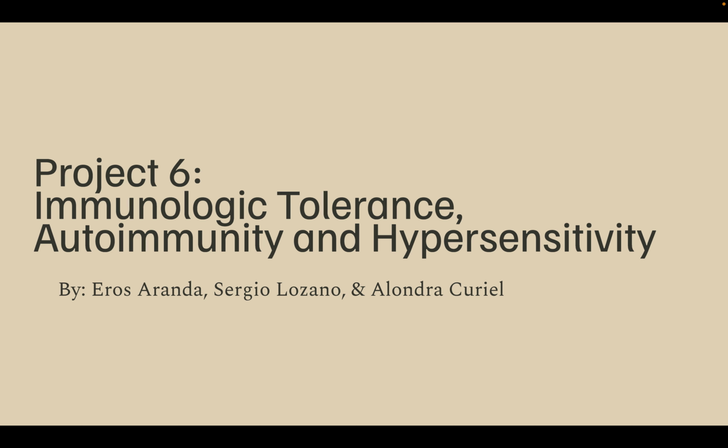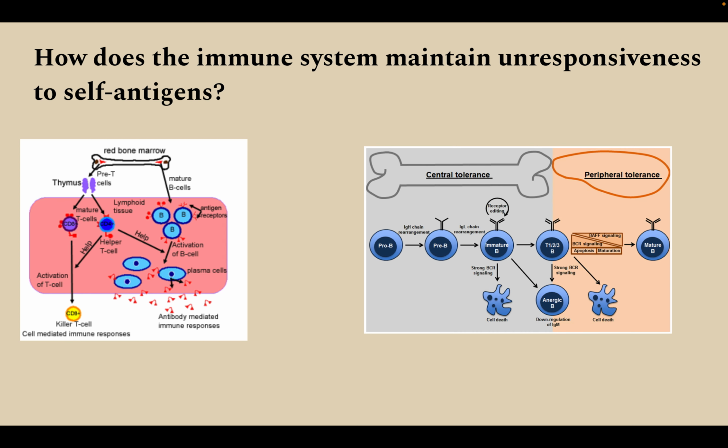Today we'll be talking about immunologic tolerance, autoimmunity, and hypersensitivity. So how does the immune system maintain unresponsiveness to self-antigens? The immune system maintains unresponsiveness to self-antigens through a process known as immune tolerance, which is known to occur at both the central and peripheral sites.